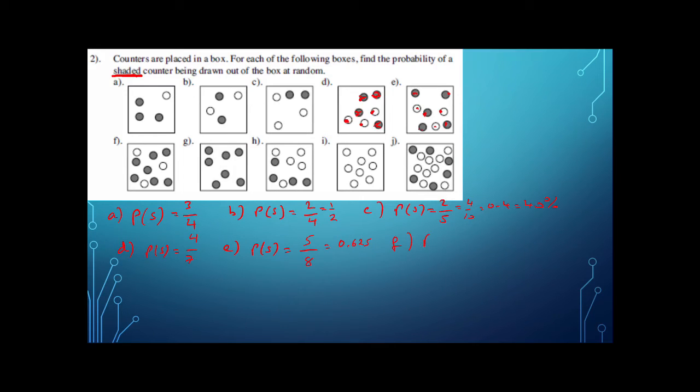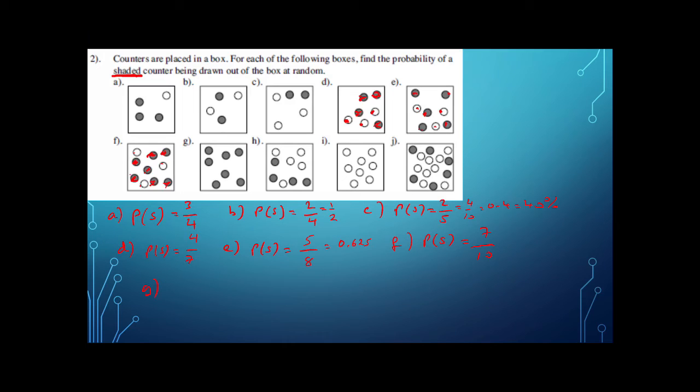F, probability of a shaded counter. Well, how many shaded are there? So how many in total? 1, 2, 3, 4, 5, 6, 7, 8, 9, 10. How many are shaded? 1, 2, 3, 4, 5, 6, 7. 7 tenths.